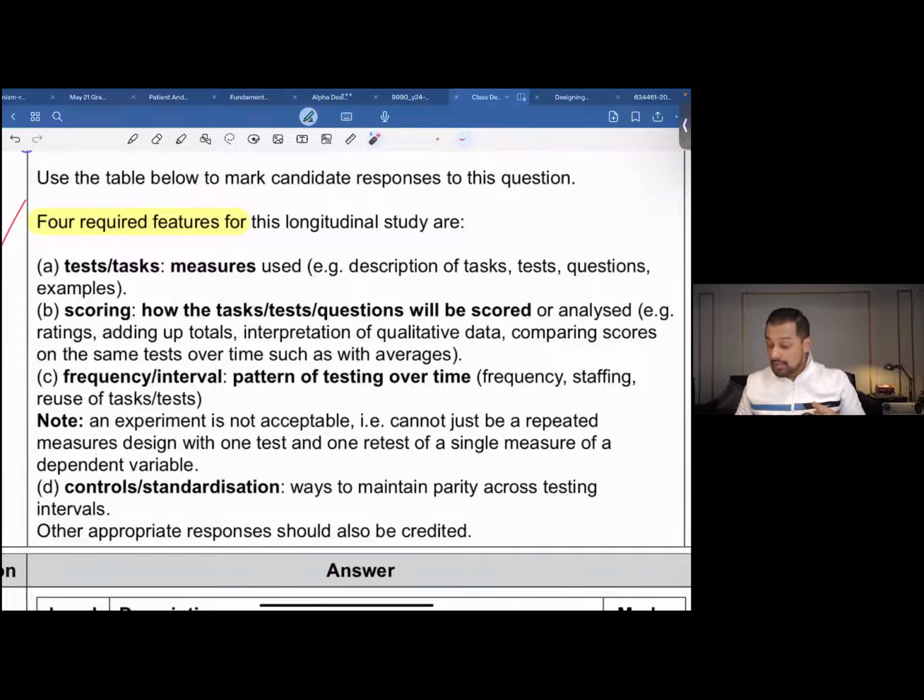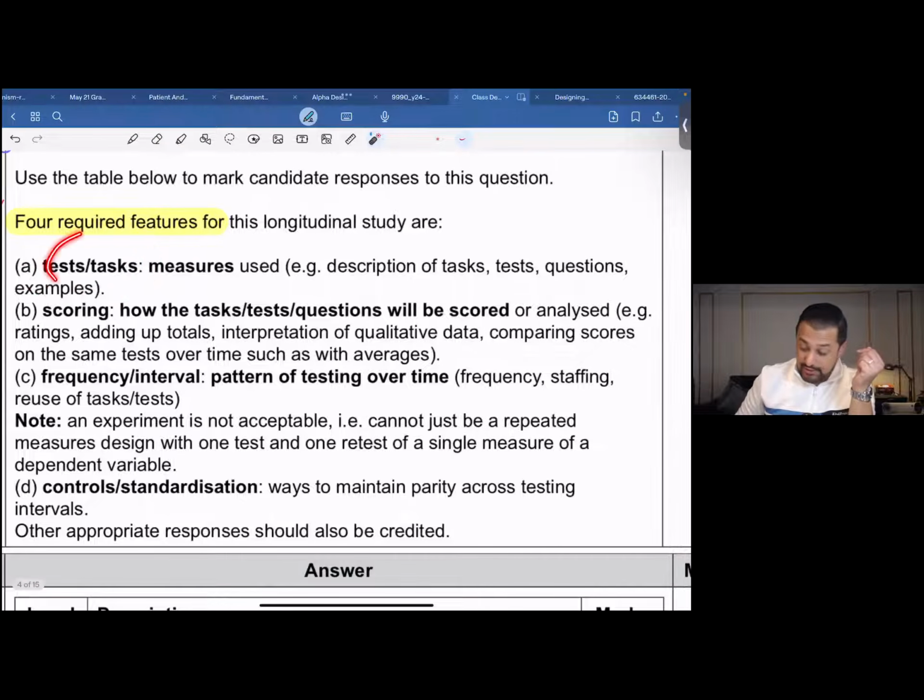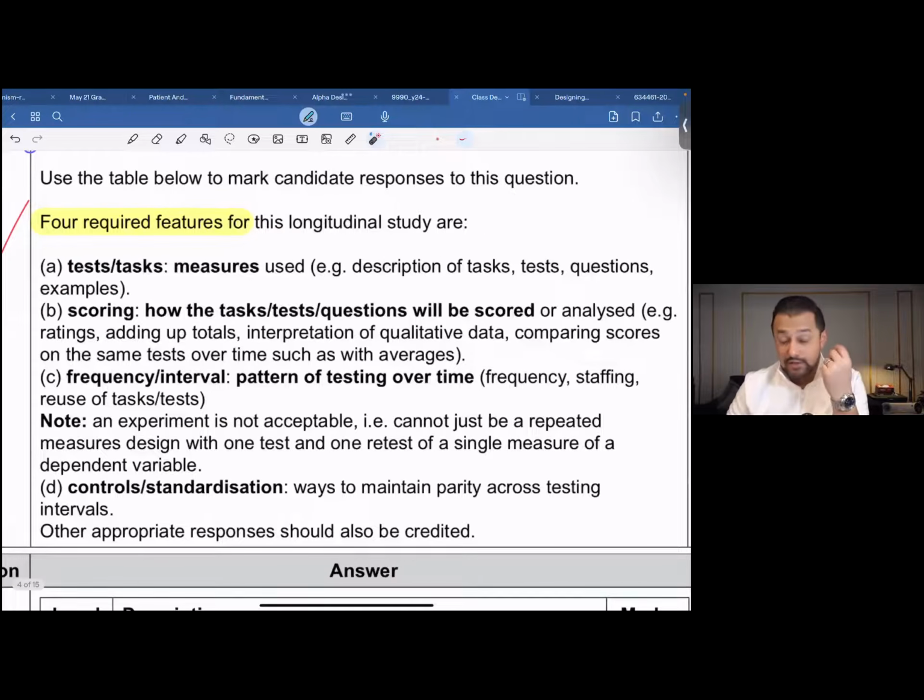to collect data. Now, like I had initially warned, do not end up being trapped with experiments. It's not that I dislike experiments, I like experiments, but I've seen a lot of students using experiments unnecessarily. So yeah, refrain from that. So number one, the tasks or the tests that you'd use to collect data.